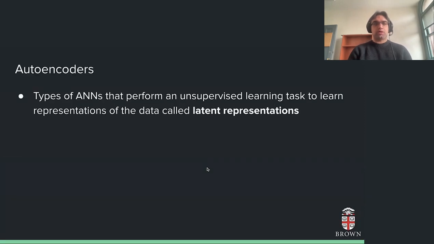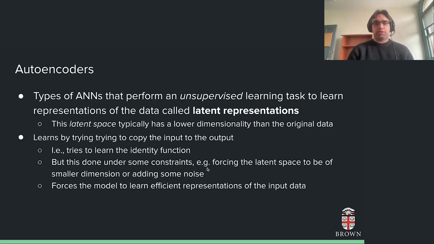So autoencoders are types of artificial neural networks. Remember what you learned about artificial neural networks versus biological neural networks from the introduction module. So autoencoders are types of artificial neural networks that perform an unsupervised learning task to learn representations of the data, called a latent representation. All right? Keep that word in mind, latent.